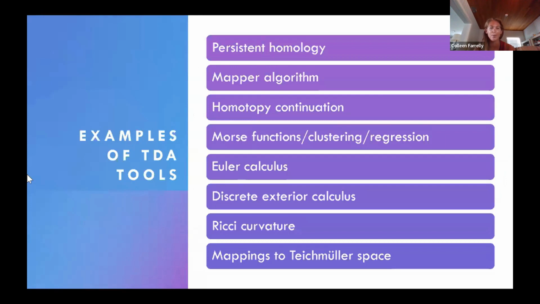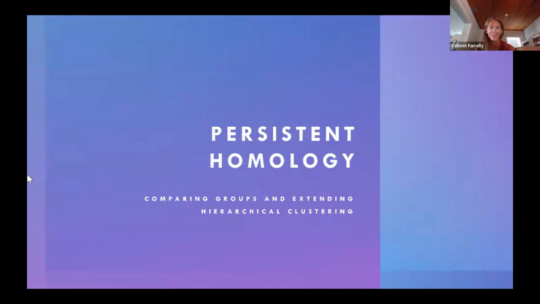There are so many examples of tools in TDA. There's persistent homology, mapper, homotopy continuation, a whole field of things based on Morse functions. Euler calculus, discrete exterior calculus, Ricci curvature, mappings to Teichmuller space. I never thought I would see that coming up, but we actually do have those applications within the field of image analytics. So let's look at persistent homology for comparing groups and really extending hierarchical clustering.